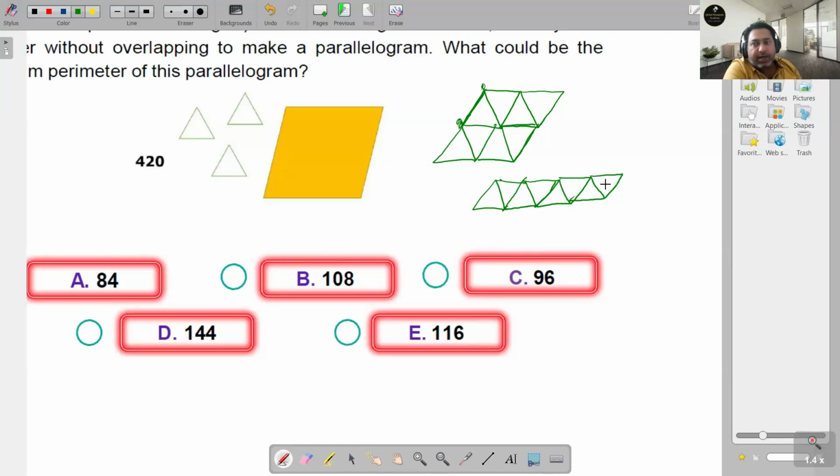Here also I'm using eight triangles. Now let's look at the perimeter here. In this case, each side is 2. So here the perimeter is 2 plus 2 plus 2 plus 2 plus 2 plus 2 plus 2 plus 2. So we have each side of the parallelogram is 4. 2 plus 2, 4. 4 times 4 is 16.